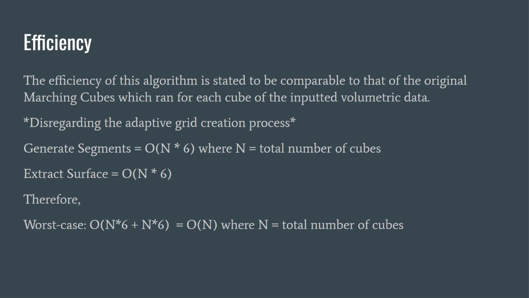the generate segments function will run n times 6 times, as each cube has 6 faces. The same is true of the extract surface function, resulting in a total worst case of O(n×6 + n×6), which of course is simplified down to just O(n), where n, again, is the total number of cubes.